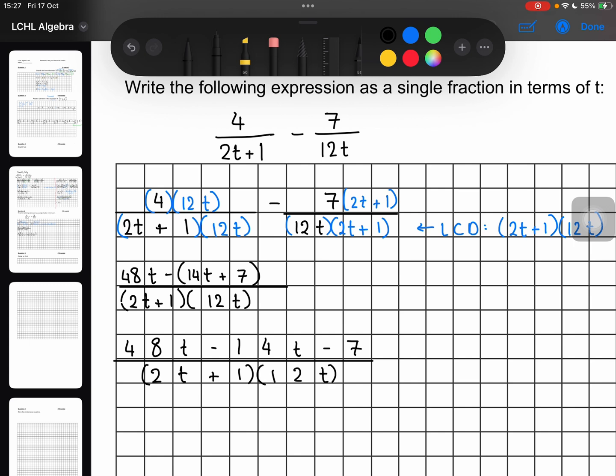Okay, simplify if you can. Here we can do 48t minus 14t so that I get 34t. Okay, the minus 7 isn't going to simplify with anything. And then just write down my common denominator once more. So it's 2t plus 1 times 12t. And that's it done.